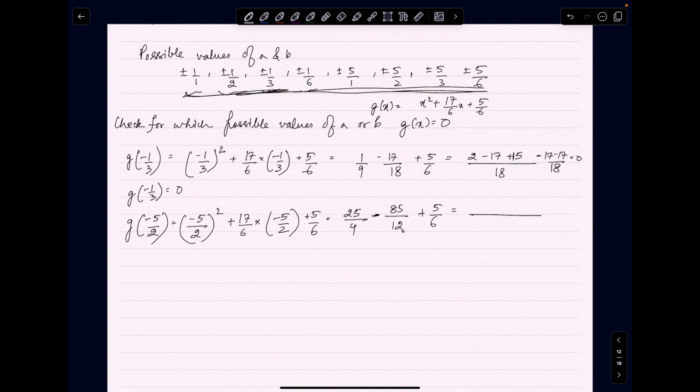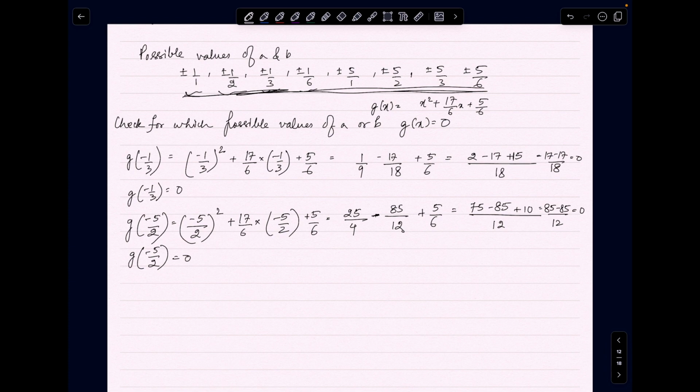So the denominator 12 I am taking. 4 into 3 is 12, so 25 into 3 is 75. This is 12 into 1 is 12, so this is minus 85 into 1 is minus 85. 6 into 2 is 12, so plus 5 into 2 is 10. So this is coming as 75 plus 10 is 85, minus 85 by 12. So this is 0. It is coming as g of minus 5 by 2 equals 0. Got my point?